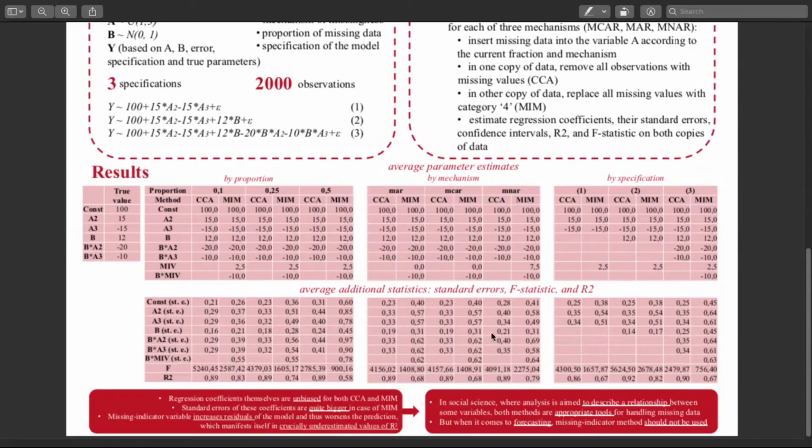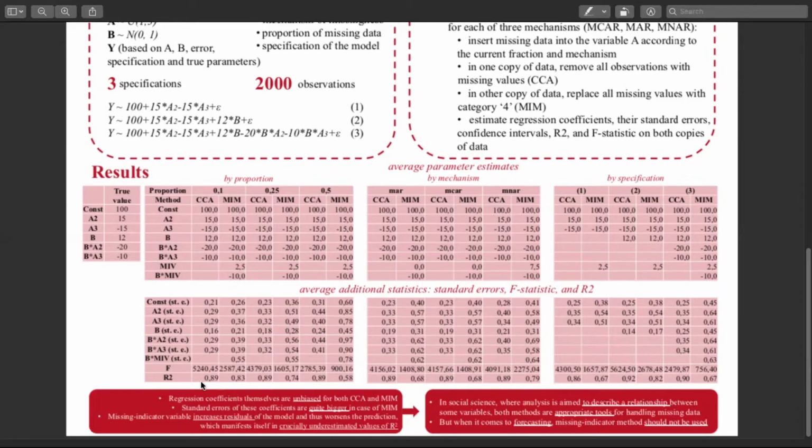Here you can see average standard errors of coefficients in all relevant simulations, and it is revealed that in case of MIM they are much bigger. It means that even though coefficients are unbiased, they are at the same time imprecise and less significant.